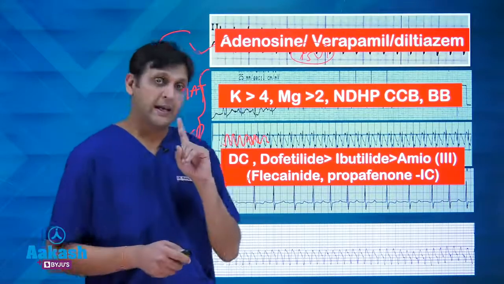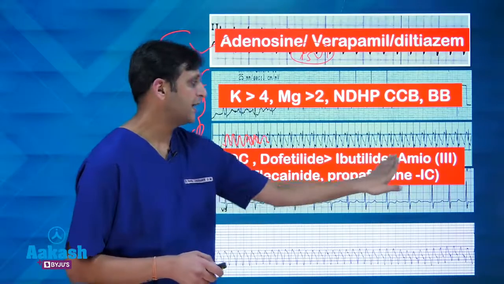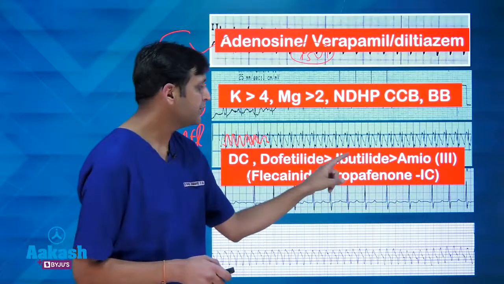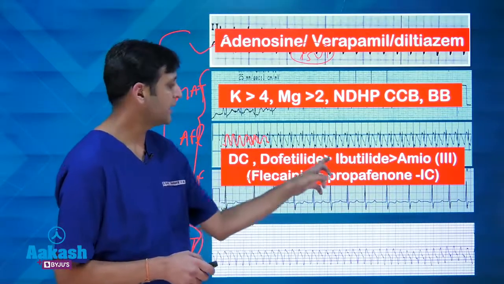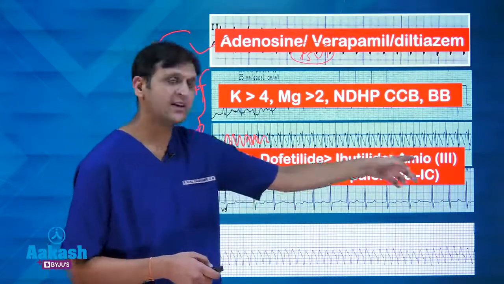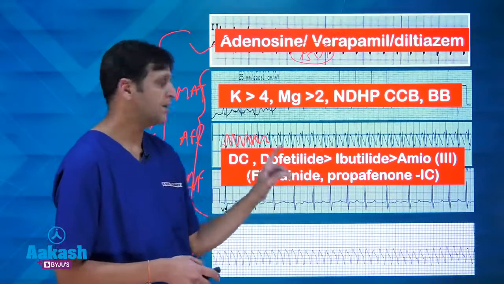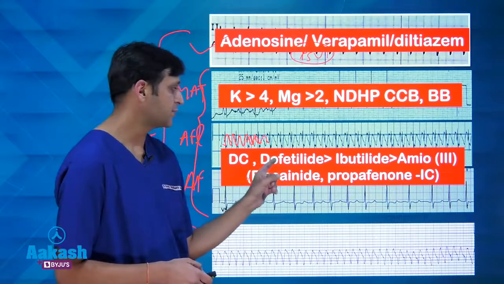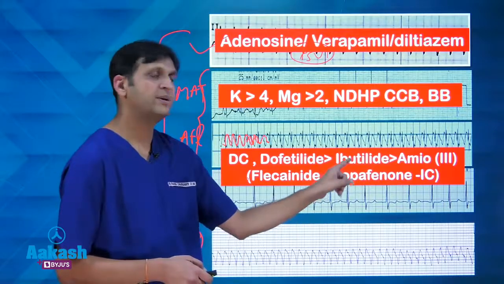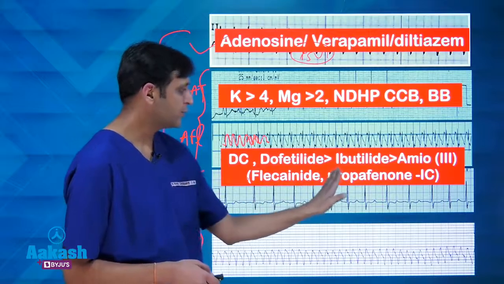Now, apart from DC cardioversion, what are the drugs? There are mainly three: dofetilide, ibutilide, and amiodarone. These are the first line drugs that you can use to convert to sinus rhythm. Dofetilide is an oral drug and ibutilide is an injectable drug. Ibutilide and dofetilide are more efficacious than amiodarone. So if dofetilide is an option, that's the first option, followed by ibutilide. If ibutilide and amiodarone are the options, then ibutilide will be the answer. The other drugs that have recently come up are flecainide and propafenone.